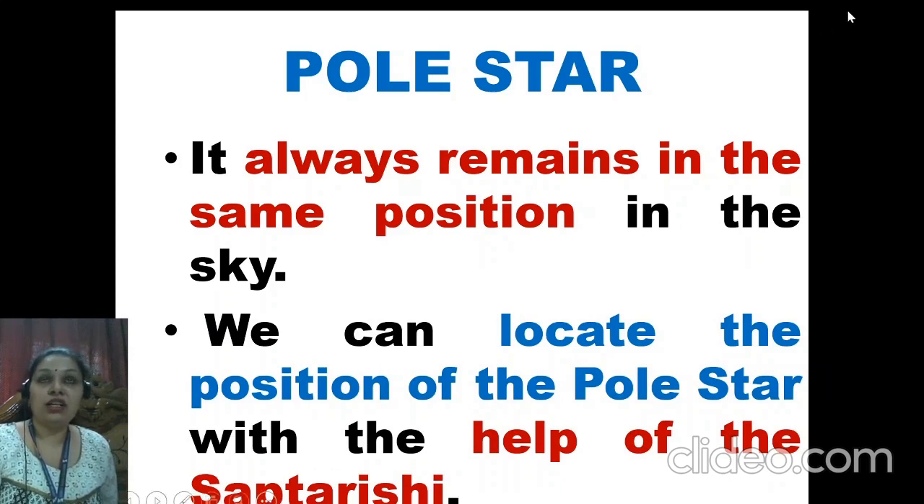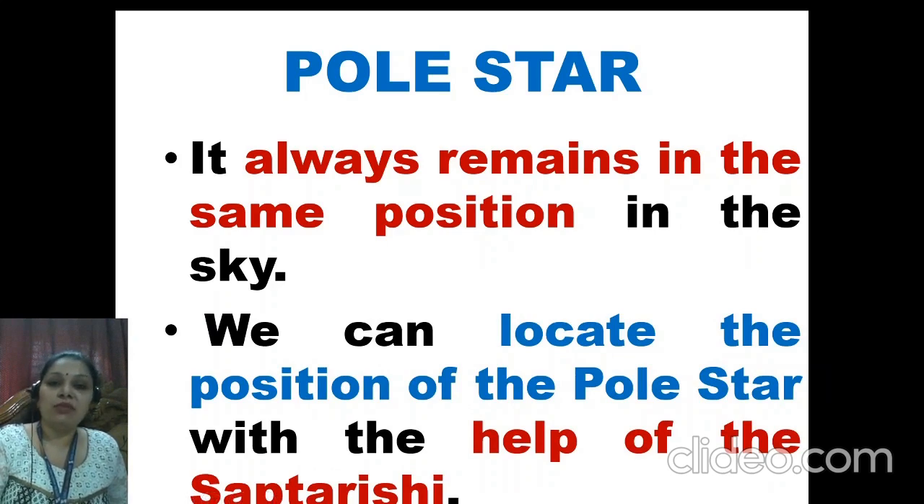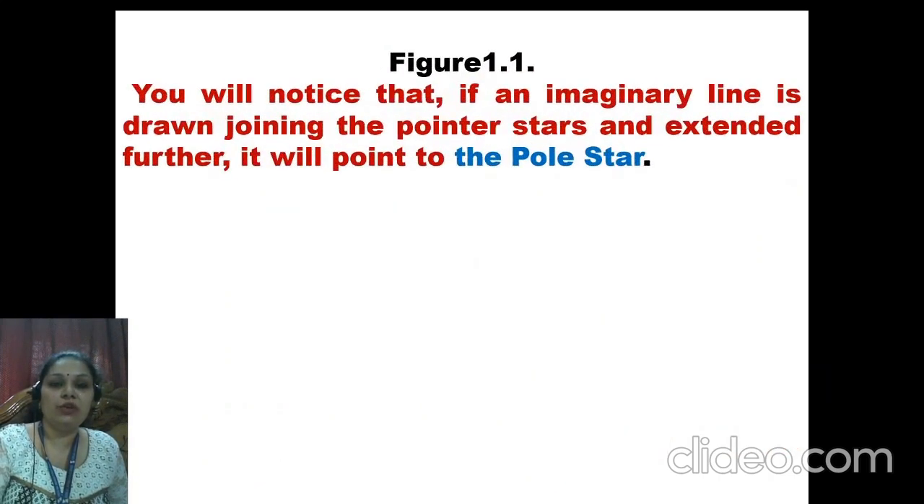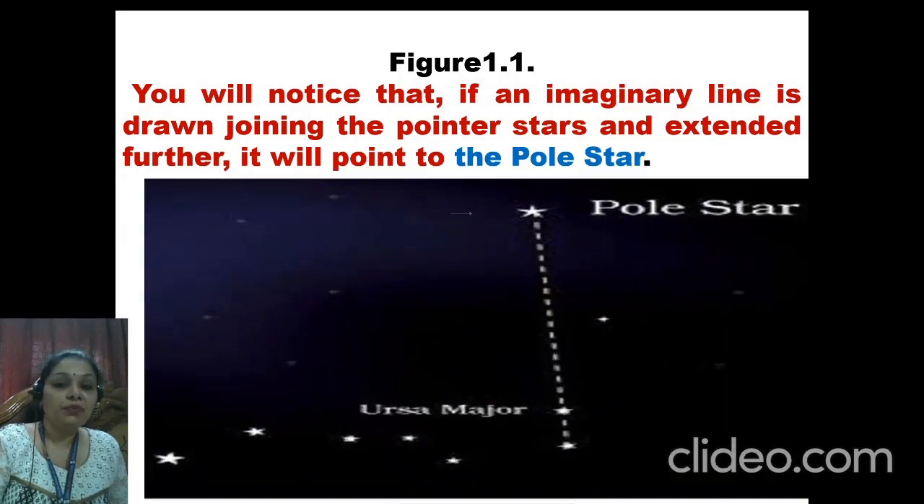From where the group of stars Saptarishi is, we can locate where the pole star is. And according to the pole star, people in ancient times were able to identify the position they were standing at towards the north, and whether they had to go west, east or south. Let's see how they were doing it. If an imaginary line is drawn through the pointer stars and extended further, it will point to the pole star. How does it happen?